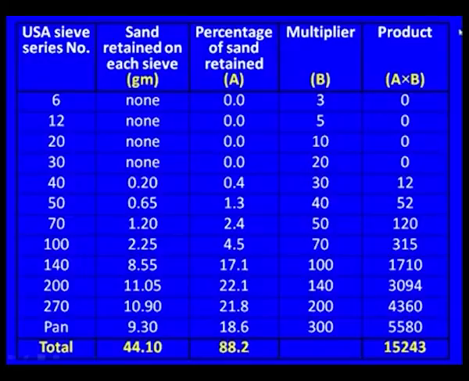Now, in the last column, we are finding out the product A into B, where A is the percentage of the sand retained in each sieve, and B is the multiplication factor which is assigned for each and every sieve. Now, here we are making the product A into B. Now, the sum of the products is 15,243. The sum of the percentage of sands retained is 88.2.